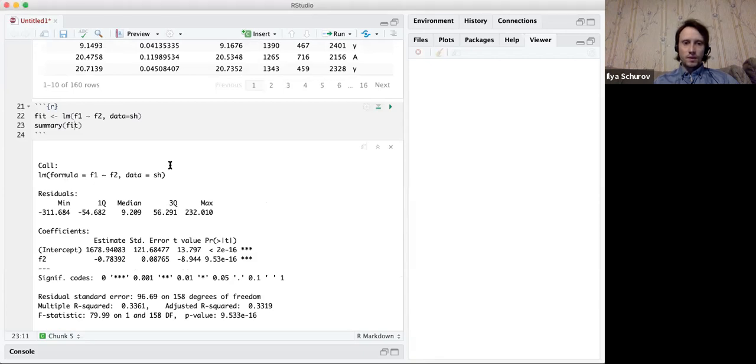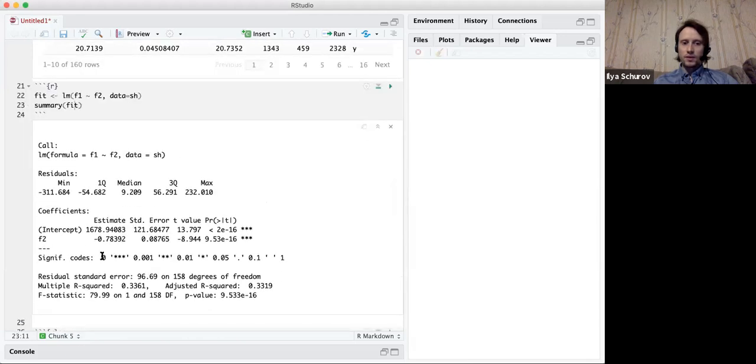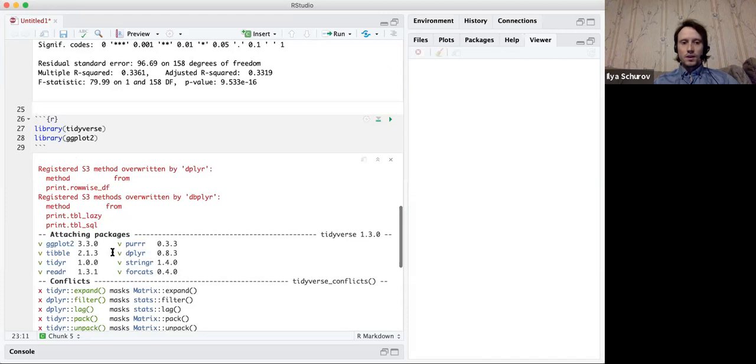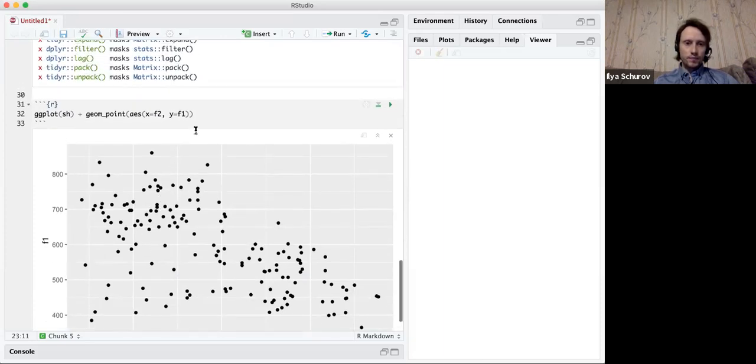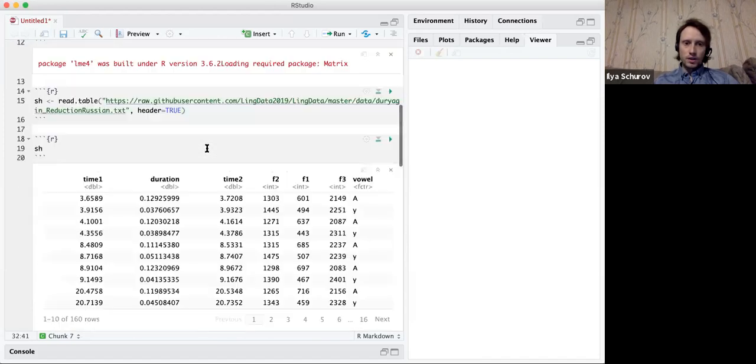Yeah, we see negative correlation between F1 and F2. So if F2 increased, then F1 decreased. And actually, we see this on this picture, this kind of negative relation. But let us draw here also some information about the type of vowel.